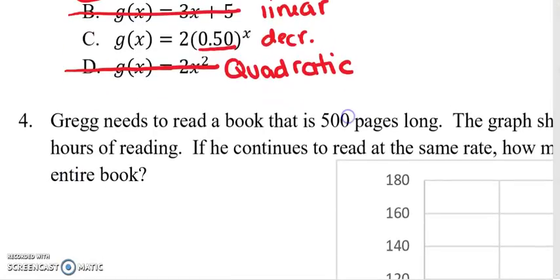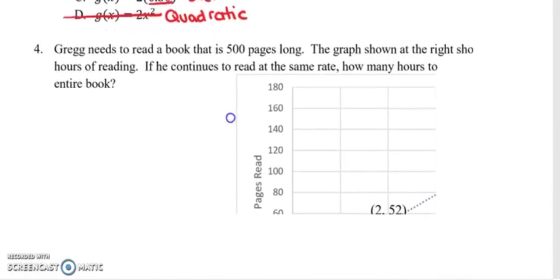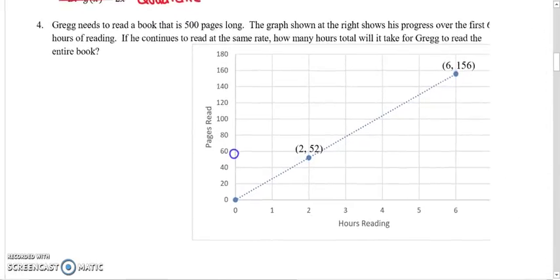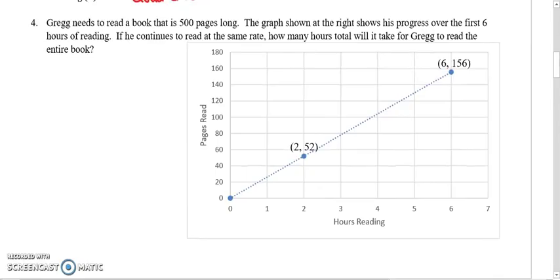Number 4. Greg needs to read a book that is 500 pages long. The graph shown at the right shows his progress over the first 6 hours of reading. If he continues to read at the same rate, how many hours total will it take for Greg to read the entire book? So first off, because it mentioned the words same rate, this is actually a linear function. So we're going to have to first create an equation in the form of y equals mx plus b. Remember, m stands for your slope and b stands for your y-intercept. So first off, we're going to have to identify both of them.